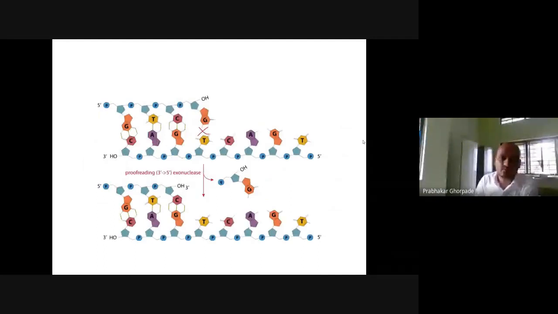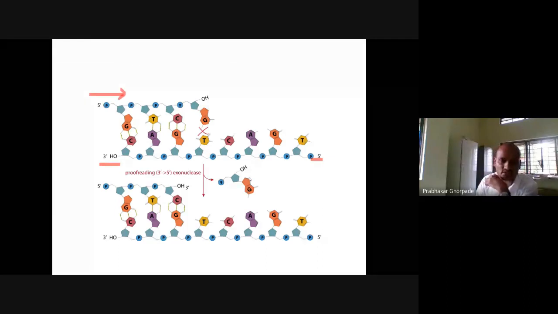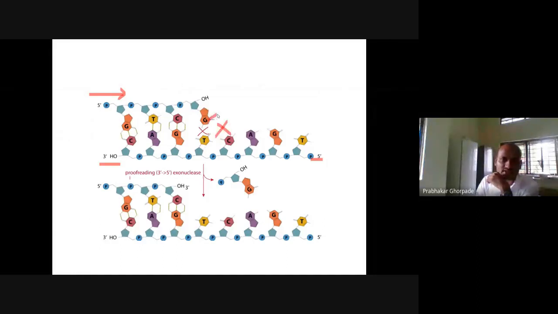So what happens is that we have this 5' end of the DNA, we have the 3' end of the DNA, and DNA replication is proceeding in the 5' to 3' direction. So in this direction it is proceeding. Here we are going to add one nucleotide. Here T is there. So G has bonded with the T, which is a mistake. G shouldn't bind with the T.